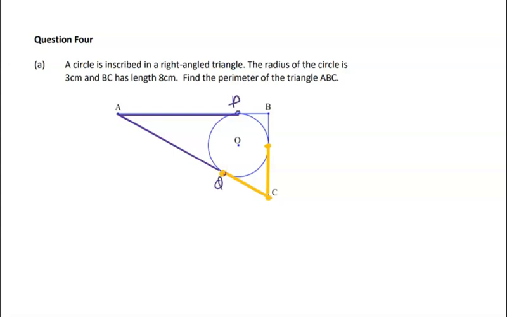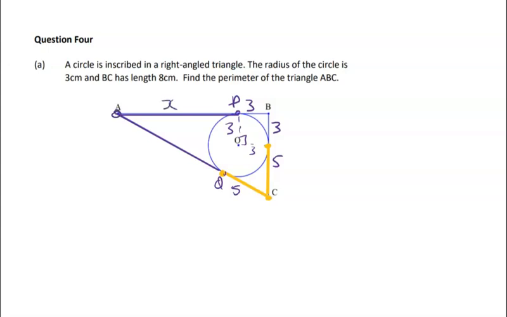And we're very helpfully told that the radius of the circle is 3 and BC has length 8 centimetres. So we know that that length is 3. We know that that length is 3. And that means that we've formed a little square here. So this is 3, this is 3, and this must be 5. And that must be 5. Suddenly this problem looks really good, right? Because we can make that x.